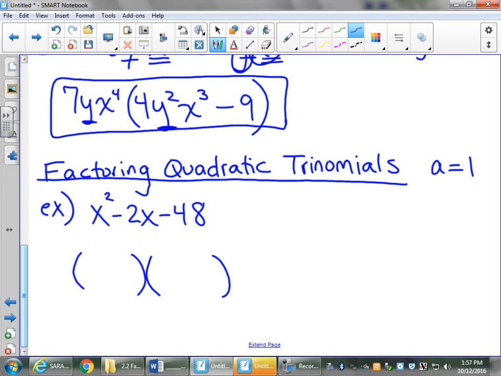The first term in each binomial has to multiply to x squared. So in order to get x squared, I need an x times another x.